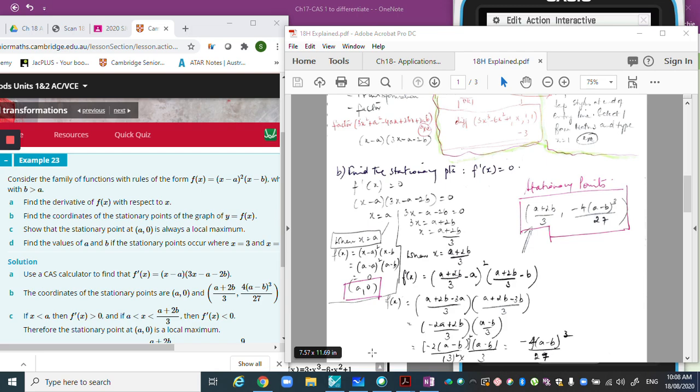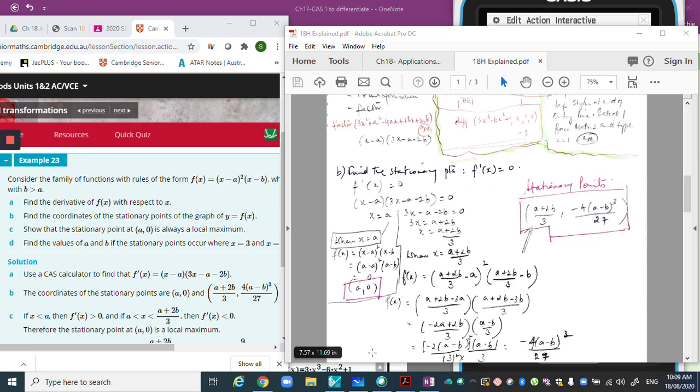I'm going through the examples because I found they're pretty good and they covered a lot of concepts that it would be good to touch upon. So consider the family of functions with rules of the form f of x is equal to x minus a whole squared times x minus b, where b is greater than a. So b greater than a being given will come into play later on. Now find the derivative with respect to x.